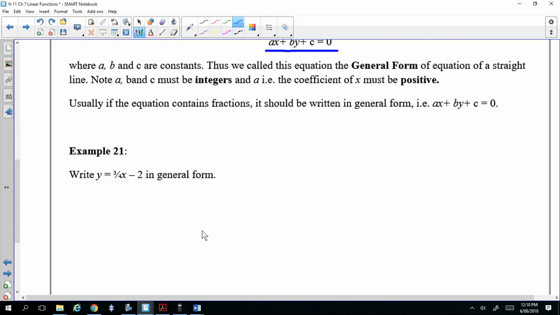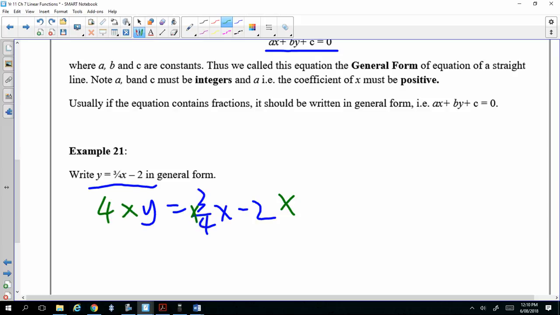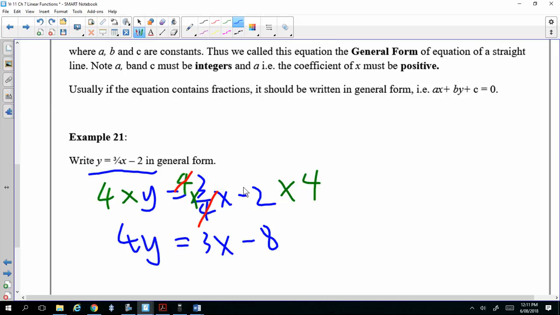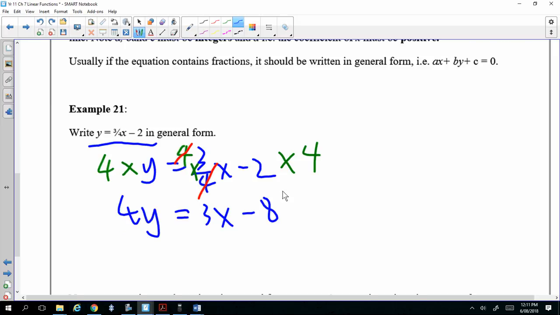So what do we do? We're going to get rid of the denominator first. How do I get rid of the denominator? Multiply everything by 4. In that way, we can cancel the 4. Get it? So that will be 4y equals 3x minus 8. So your first step to write in general form is to get rid of the denominator. Once we do that, we move all terms to one side. Let's move the 3x to the other side: -3x plus 4y plus 8.